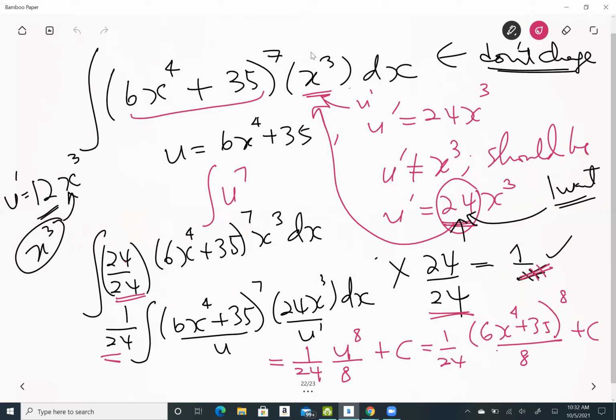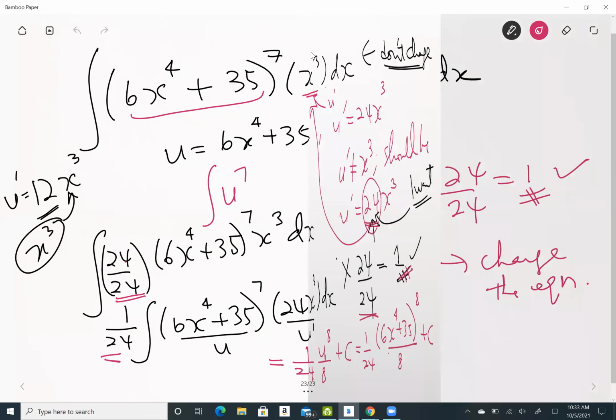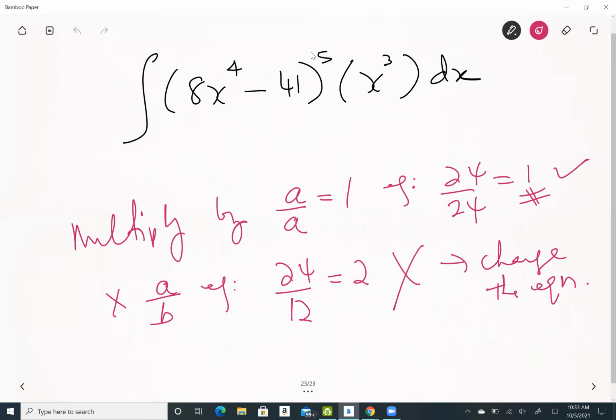So the u prime is the question, and we need to adjust to the formula. You must adjust to get u prime. And how do you adjust? You can only adjust by multiplying a constant over the same constant. All right. You do one more example so that we can get it better.